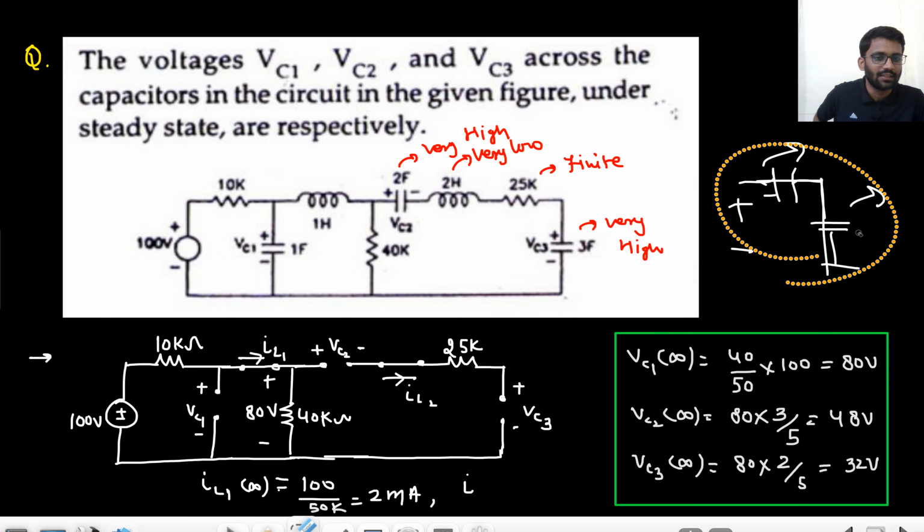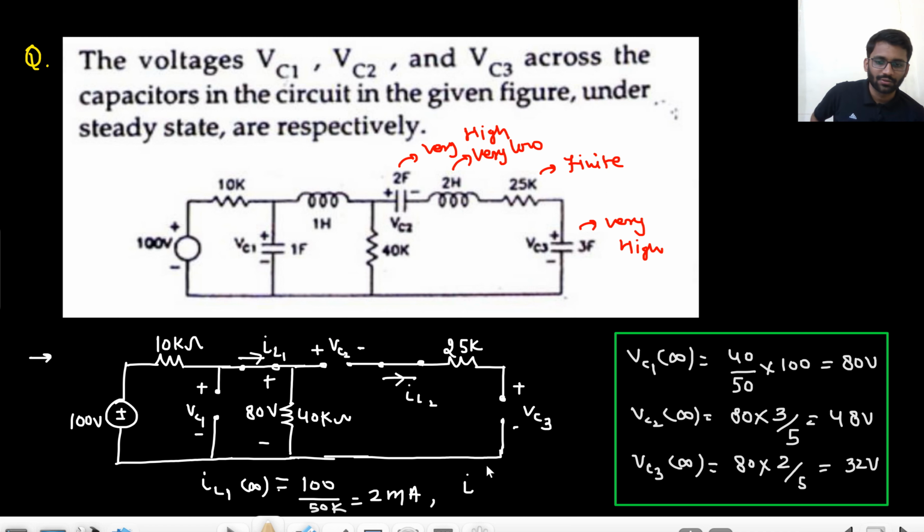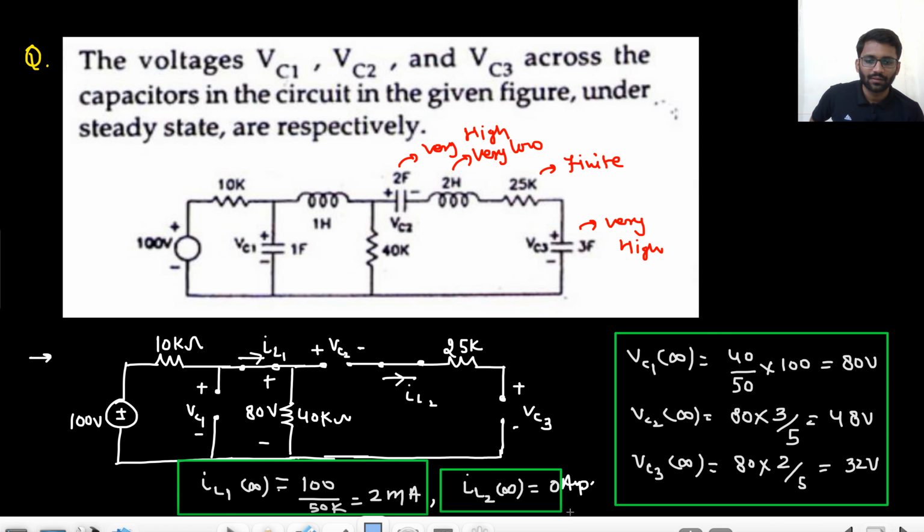Okay, so you can't say there is impulse current. There is zero current only because they are open circuited. So the current IL2 at infinity would be 0 ampere. Got my point? I hope you are understanding. This was also a very good question, and this was asked in GATE as well.